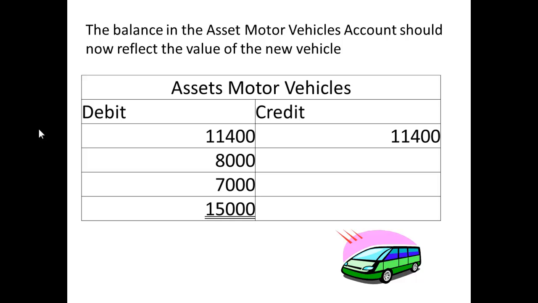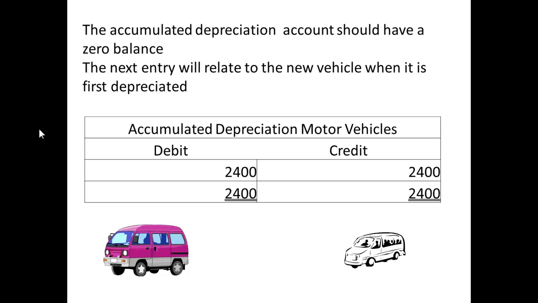If we now look at the asset motor vehicles account and we balance that, we will see that the balance is a debit of $15,000, and that reflects the value of the new vehicle, the new van that we've bought. And if we look at the accumulated depreciation account, we will see that it has a zero balance at the moment, and the next entries for it will of course be when the new van is first depreciated.